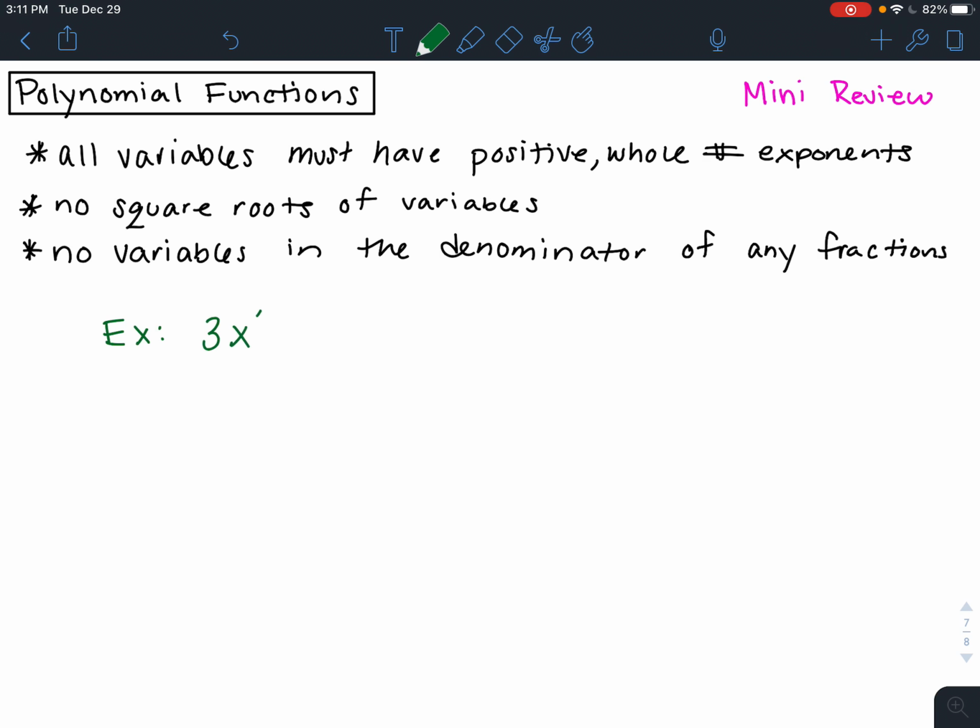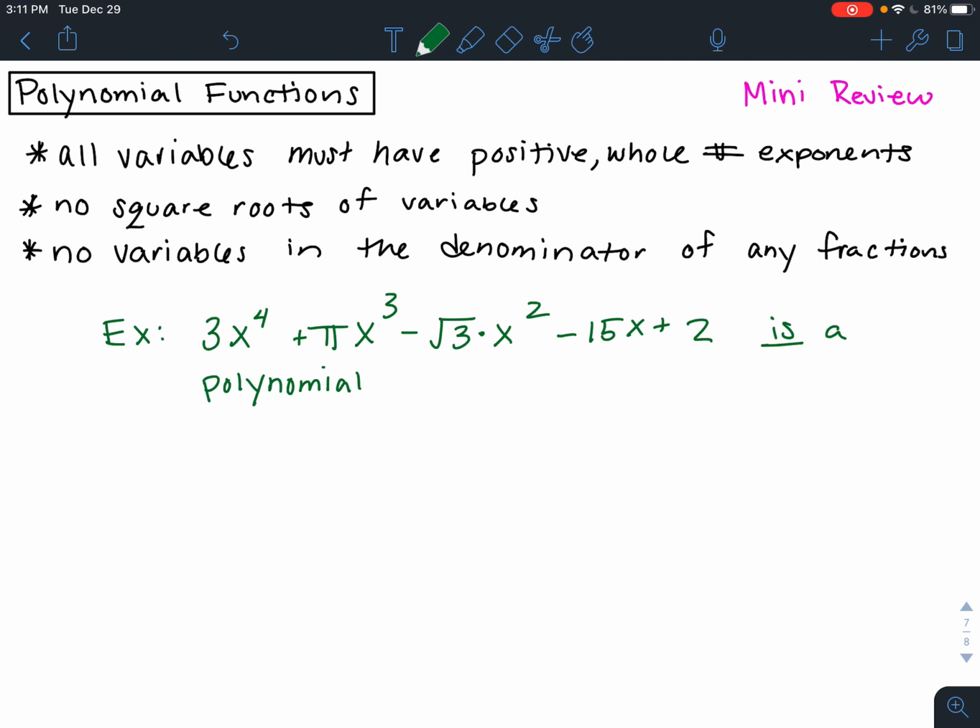Right, so for example, if we look at something like 3x to the 4th plus pi x cubed minus the square root of 3x squared minus 15x plus 2, that is a polynomial. The coefficients can be square roots or irrational numbers like pi that never end, or the square root of 3 is also irrational, the decimal never ends. But all of our variables have positive whole number exponents, right? We have 4, 3, 2, we have an exponent of 1 there, and then no exponent on the 2.